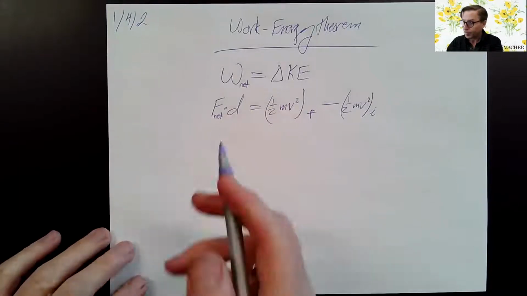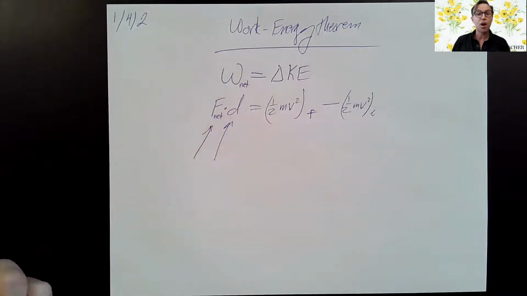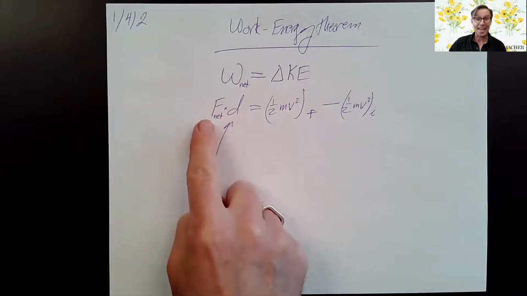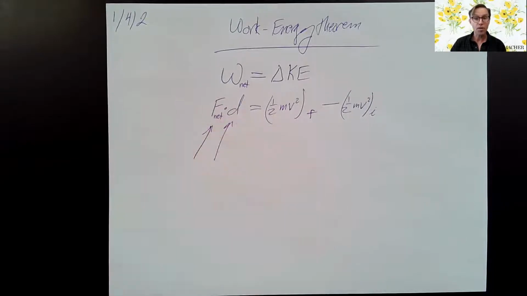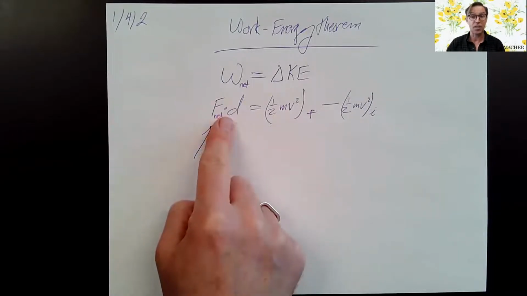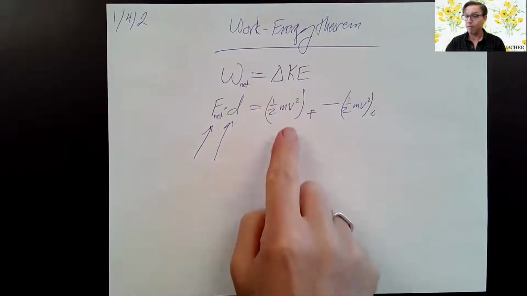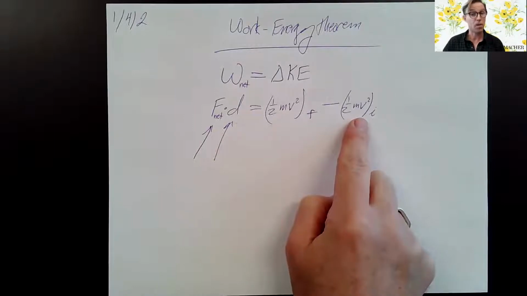Notice that if these two, force and distance, are in the same direction, positive times positive is positive. Negative times negative is also positive. So if the force and the direction of motion are the same, if it's moving to the right and I push it to the right, that speeds it up. If it's moving to the left and I push it to the left, that speeds it up. Force and displacement, same direction, speeds it up. Therefore, the final kinetic energy will be large. The initial kinetic energy will be small.